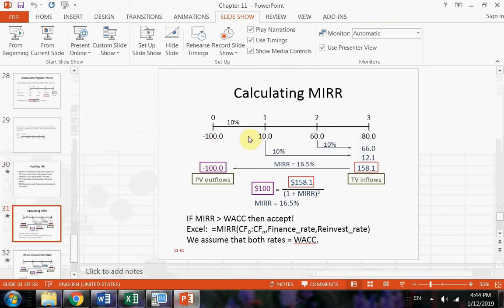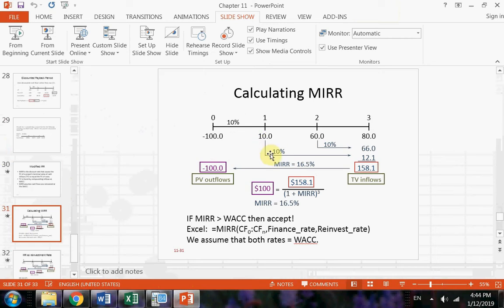So let's say this is your cash flow, negative 100 investment upfront, and you make $10, $60, $80 for the next 3 years. So what do you do with the money when you make them? If you have $10 just made in the next year, what do you do with it? You don't spend it right away. You're probably gonna save it to the end of the project. So what is your saving rate?